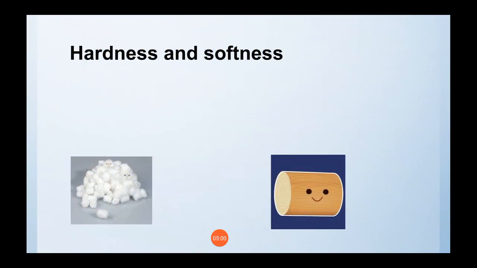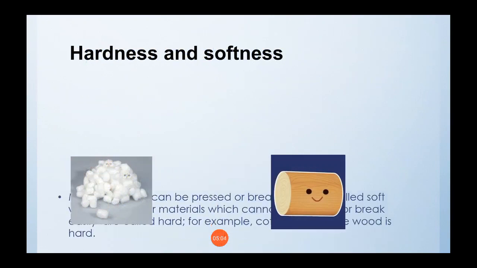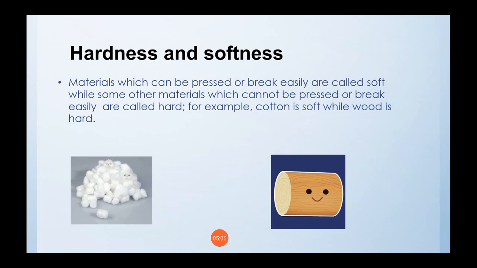The next topic is hardness and softness. You see two pictures here. One is cotton, another one is wood. A material which can be pressed or broken easily is called a soft material, for example cotton, in the picture on the left-hand side. Other materials which cannot be pressed or broken easily are called hard. For example, cotton is soft while wood is hard.